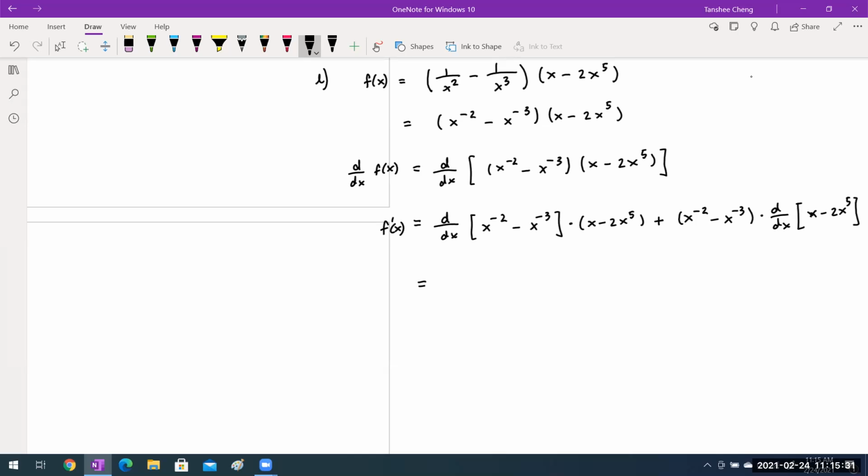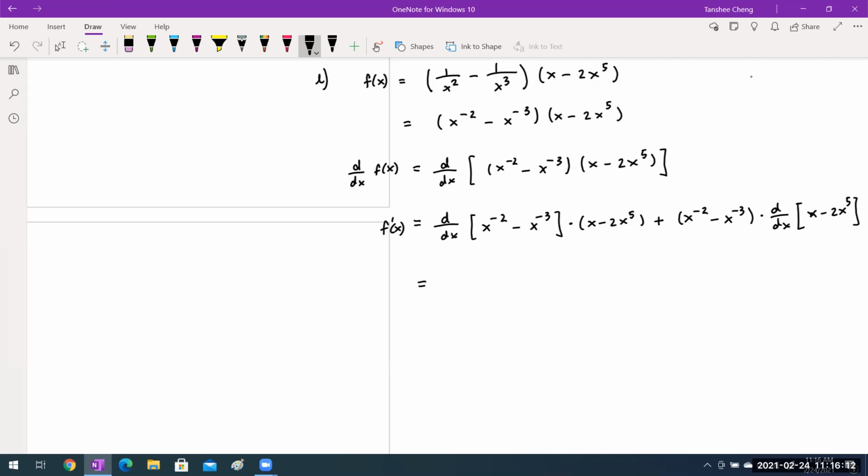So for example L, the first thing that we want to do is rewrite the 1 over x squared and 1 over x to the third power into negative exponents, so that I don't need to use the product and quotient rule at the same time. Now, this is a product of functions. So when we take the derivative, we take the derivative of the first factor, which is x to the negative 2 power minus x to the negative 3 power, times the second factor, plus the first factor times the derivative of the second factor, x minus 2x to the fifth power.